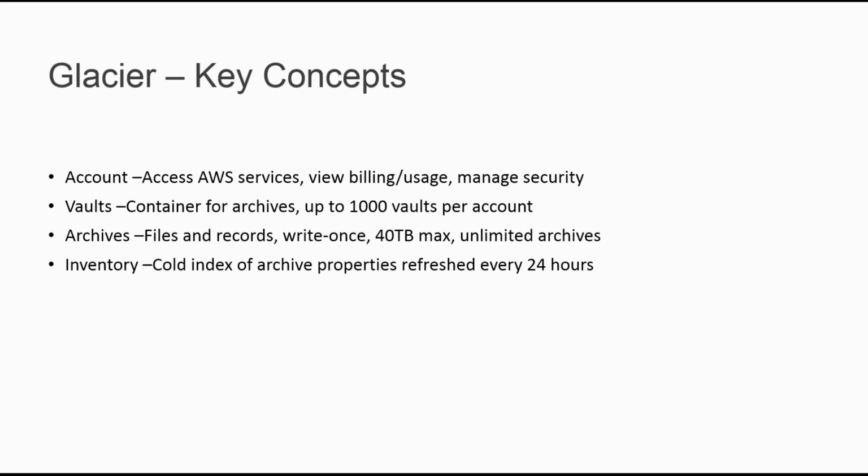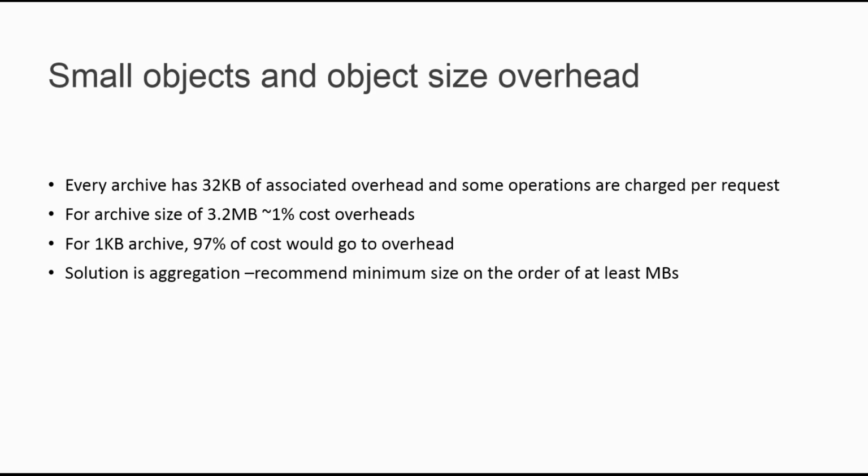Archives are the files or records which you are going to put. One file can be of maximum 40 TB of size, right? That's really huge. In S3, you had 5 terabytes. Here, you have got 40 terabytes. And whenever you put files, an index of that is of course maintained, and it gets refreshed every 24 hours.